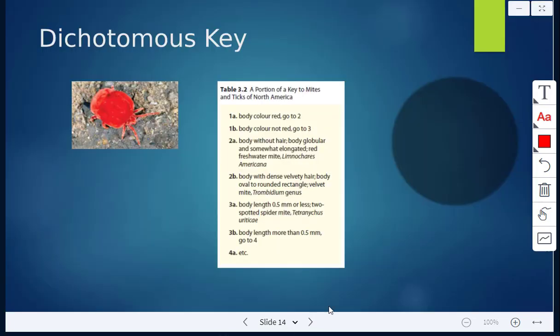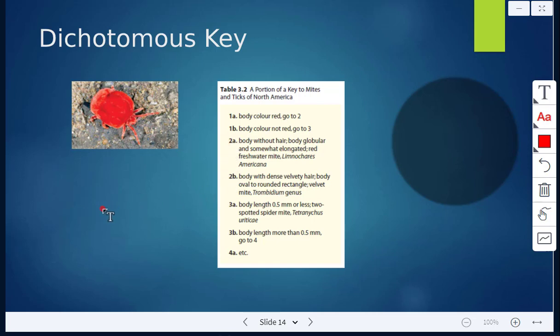So let's take a look at this example here. This is a portion of a dichotomous key to mites and ticks of North America. You would go to the first question: is the body color red? Then you'd go to question 2. If the body color is not red, you'd go to question 3. Looking at our diagram here, the body color is red, so we would go to question number 2.